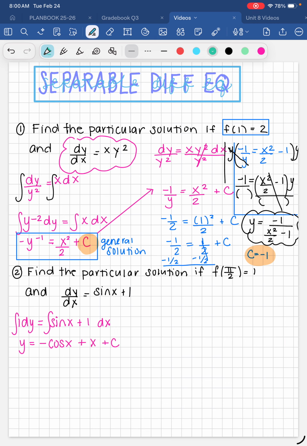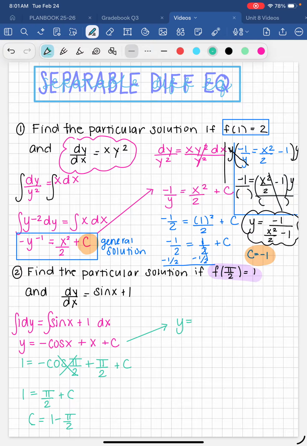And now we're going to use our initial conditions right here to find c. So let's go ahead and do that. We're going to have y equals 1, x is pi over 2, plus c. All right, so that's 1 equals, so the cosine of pi over 2 is going to be 0. So this whole thing is going to drop out. Pi over 2 plus c. And then c is just going to be 1 minus pi over 2, which is totally fine. So now my particular solution is going to be y equals negative cosine x plus 1 minus pi over 2. Done.